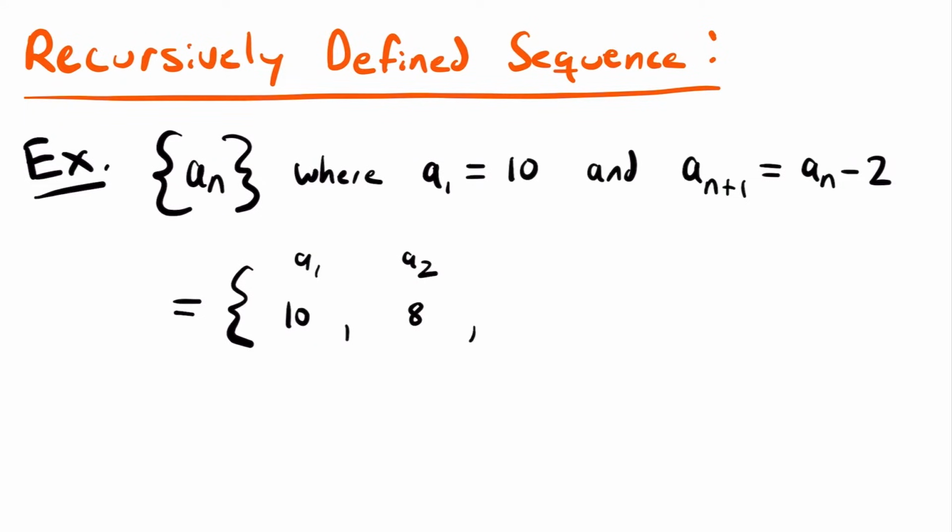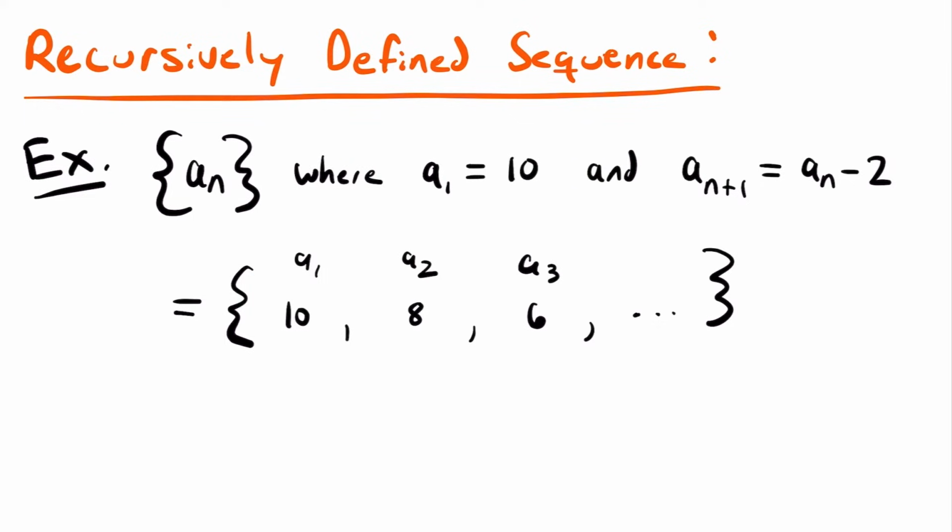So I'll rewrite that, and we'll have 8. And then what about our next term, a sub 3? Well, we will take our previous term and subtract 2 again. And so we'll have 8 minus 2, and that's equal to 6. And so we could rewrite that as 6. And so we could continue on from there. We could continue to take our previous term, subtract 2, to get our next term. And that would continue on forever. And so this is an example of a recursively defined sequence.